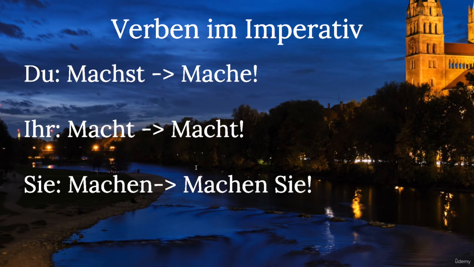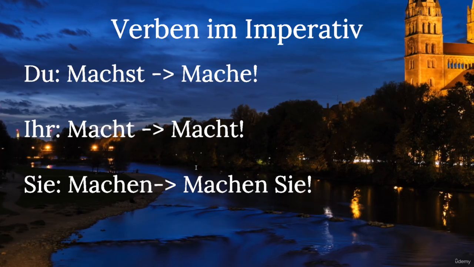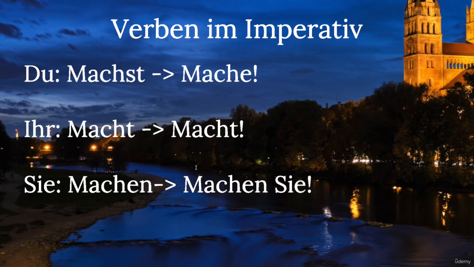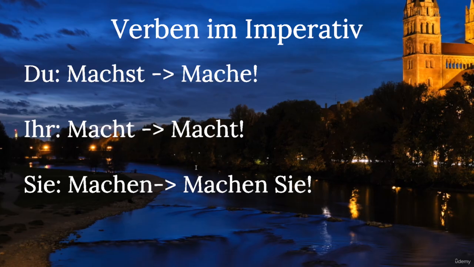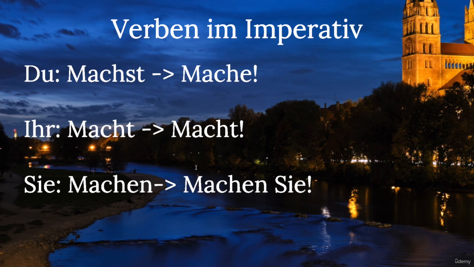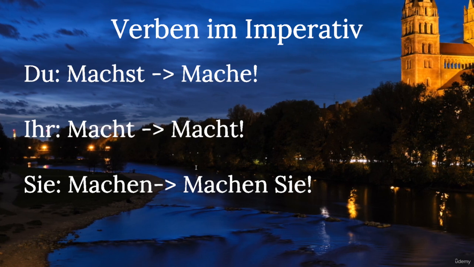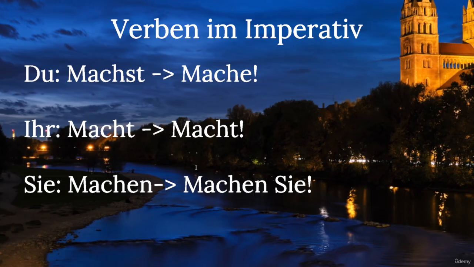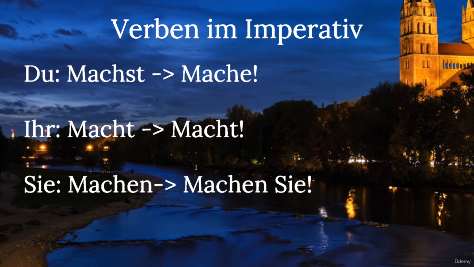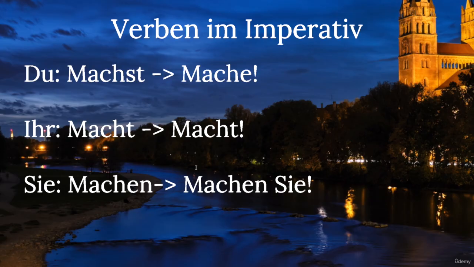Ihr is even easier. The verb stays exactly the same. But you don't have to write the pronoun. Macht. And for sie, it's also the same. The verb stays exactly the same. But you have to add the pronoun after the verb. Machen Sie. Sie with imperative is usually used when you want to talk to someone in a formal way, but you also want them to do something. And this goes for almost all verbs.